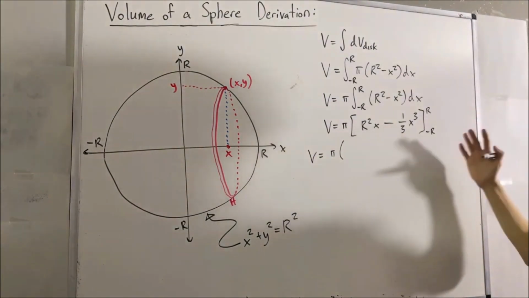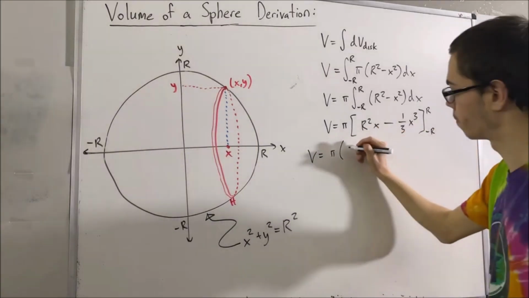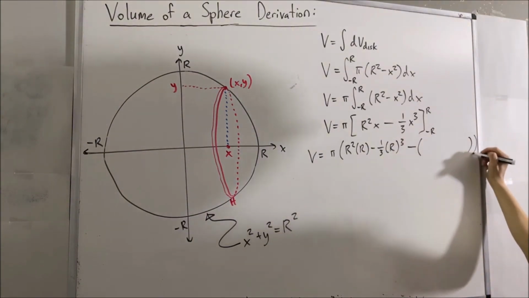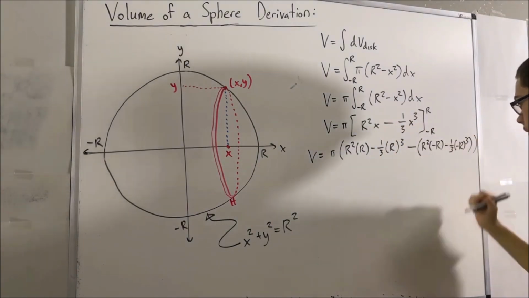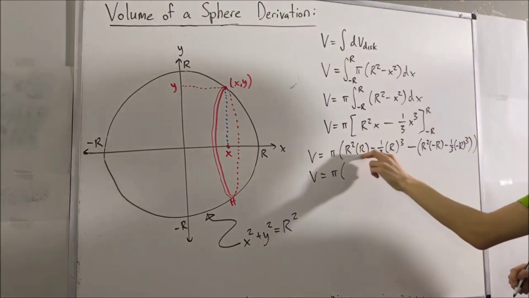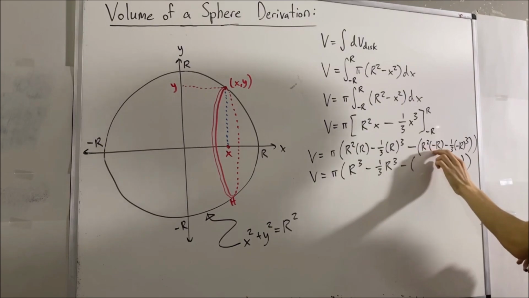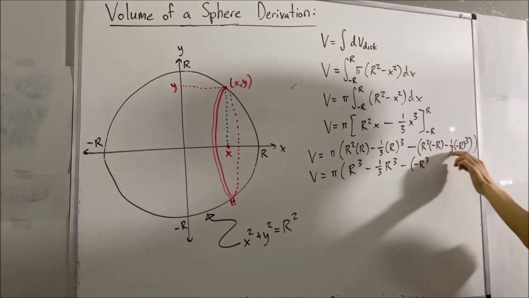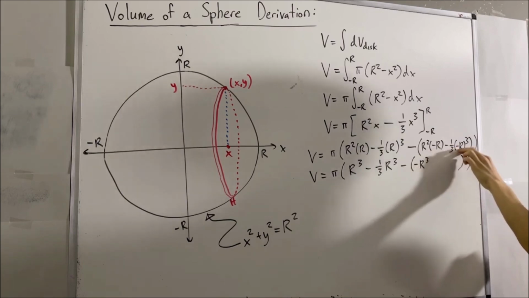So now, applying our bounds of integration, what we're going to do is take what we have here and replace x with r. And then we take that and subtract what we have here, but instead replacing x with negative r. And so now let's just simplify this a little bit. We see that r squared times r is just r cubed. As for what we have here, r squared times negative r is just negative r cubed. And then after that we have minus 1/3 times negative r cubed. Overall, we know that this is just going to give us plus 1/3 r cubed.